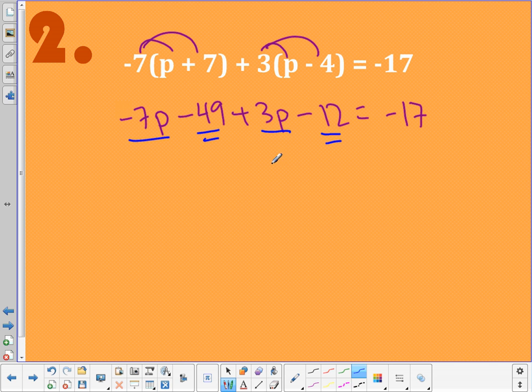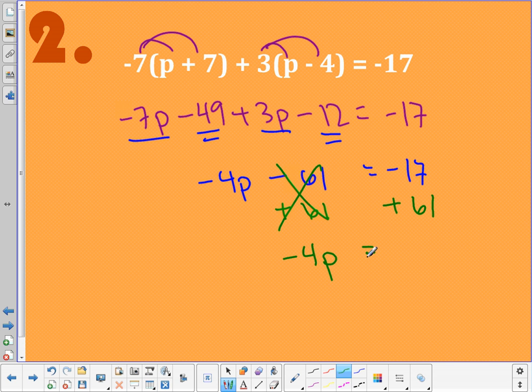So negative 7 plus 3 gives me negative 4 times p, and then negative 49 and negative 12 is negative 61 is equal to negative 17. I have my variable on one side, which is good, but I need to cancel this constant by adding the 61. So add 61, that makes that go away. Negative 4p is equal to negative 17 plus 61 is 44. And last but not least, I would divide by the negative 4. So I have p is equal to negative 11.